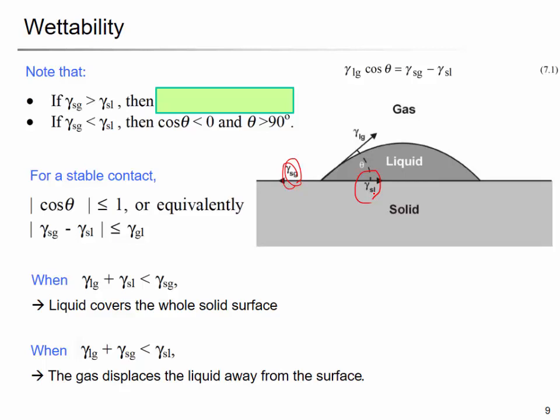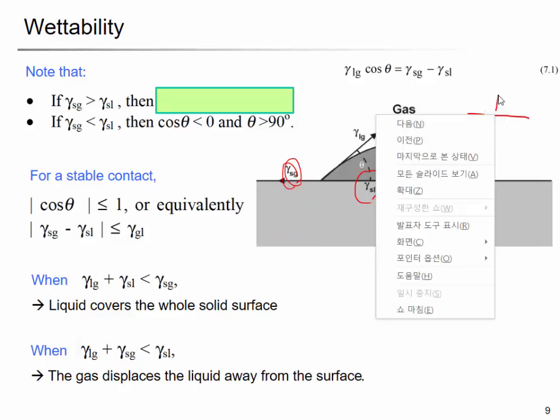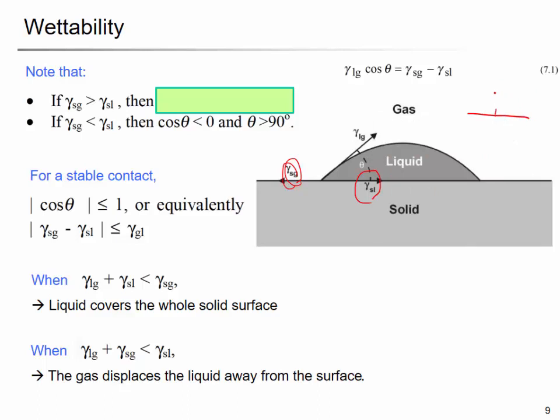If these two forces are balanced, if they are the same magnitude, then the contact angle will be at right angle, right? 90 degrees. Because gamma SG is the same as gamma SL. Right? In terms of the magnitude, direction is opposite. It's called a neutral wetting condition.